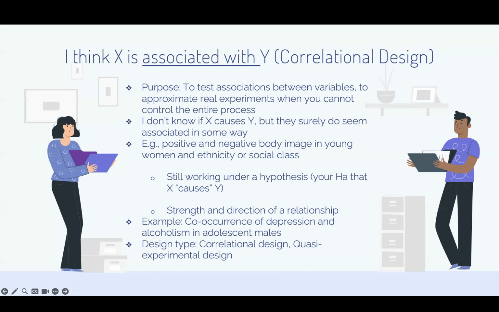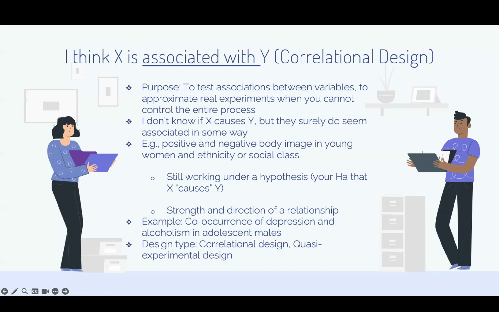Even within a correlational framework, we operate under hypotheses. For example, we can hypothesize that there's an association between study habits X and academic performance Y, but we refrain from claiming that one causes the other without further evidence. We also examine the strength and direction of the relationship. Does the occurrence of depression correlate with alcoholism in adolescent males? And if so, how strongly are these variables related? Is the relationship positive or negative?